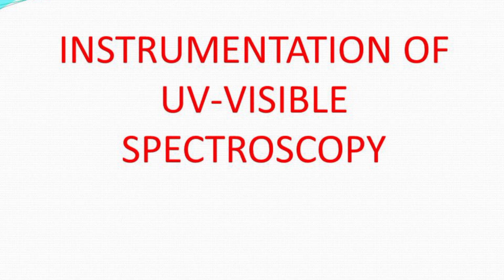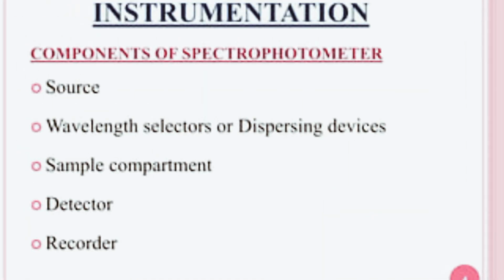Now we are going to instrumentation of UV visible spectrophotometer. First, we discuss what components are used in UV visible spectrophotometer and what their functions are. First one is source, and second one is monochromator. Third one, beam splitter. Fourth one, pair of identical cells. Fifth one, detector. Sixth one, recorder. Then, what are their functions?